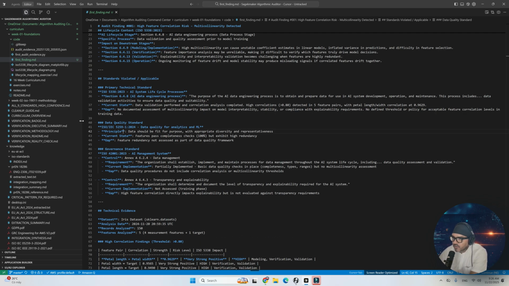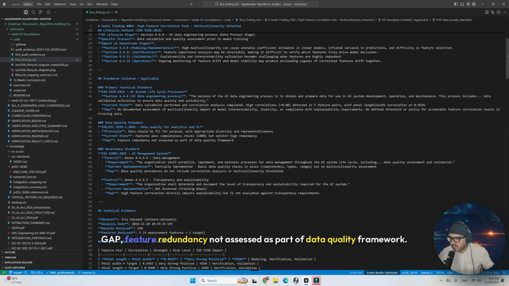So now we've gone on to data quality standards. We've jumped from 5338 to 5259. The principle: data should be fit for purpose with appropriate diversity and representativeness. Current state: features pass completeness checks 100%, but exhibit high redundancy. The gap: feature redundancy not assessed as part of the data quality framework.